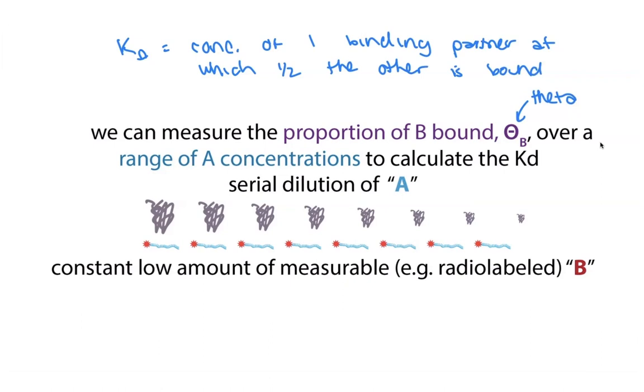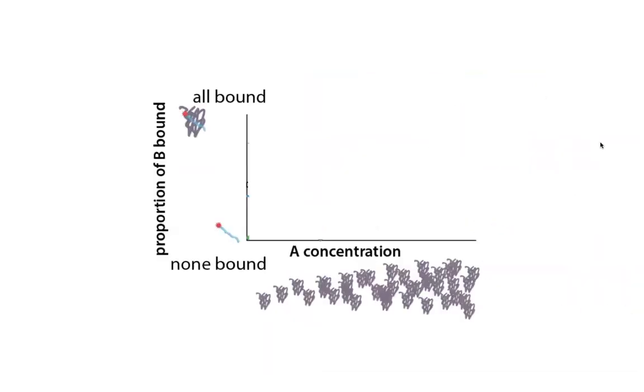And then we have a constant low amount of something that's measurable, B. We'll get more into a minute about why this needs to be a low amount, but it does. So we have a constant amount of one partner, a variable amount of the other partner, and then we mix them, we let them reach equilibrium, and then we take that census, we see how much is bound and how much of it is unbound.